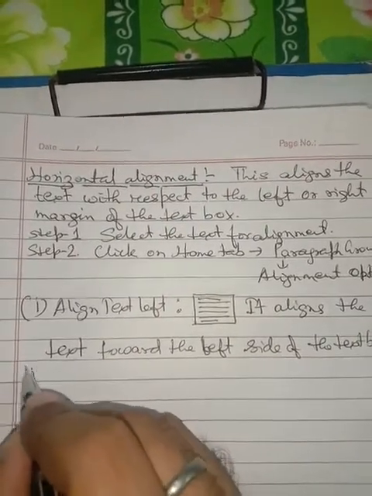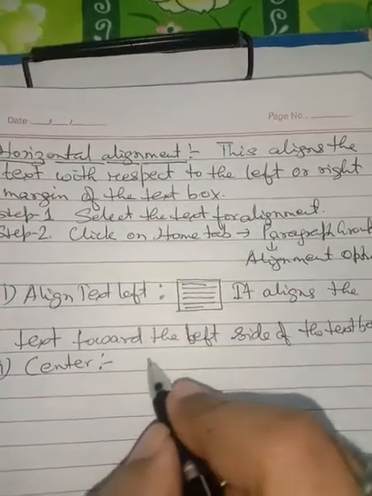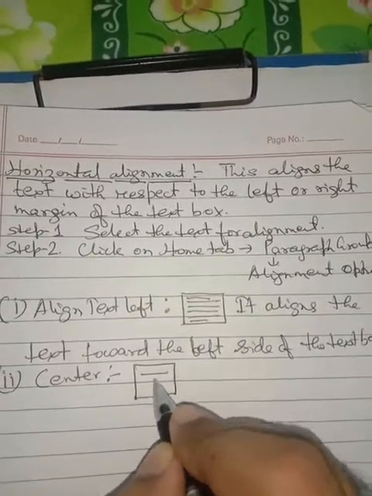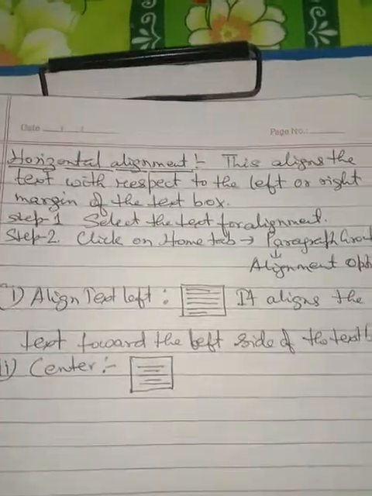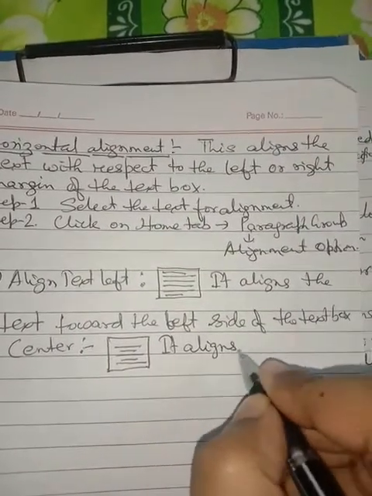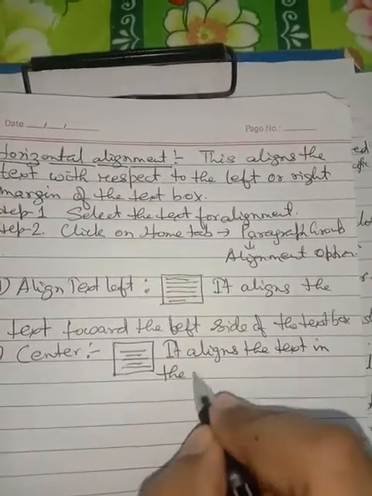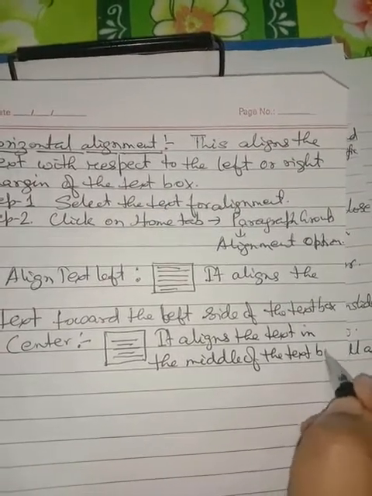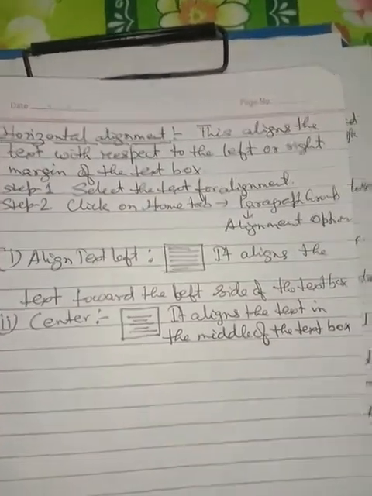Next type of horizontal alignment that we have is center. This is the icon of center alignment. It aligns the text in the middle of the text box. This is the second type of alignment that we have.